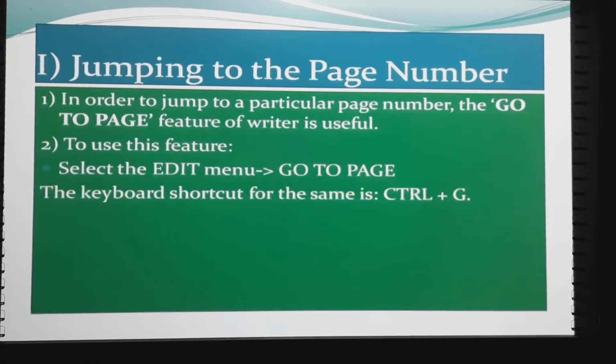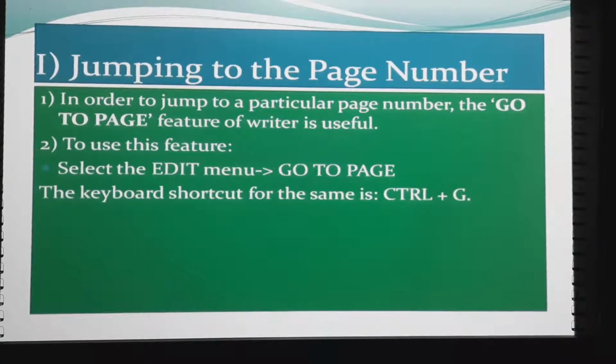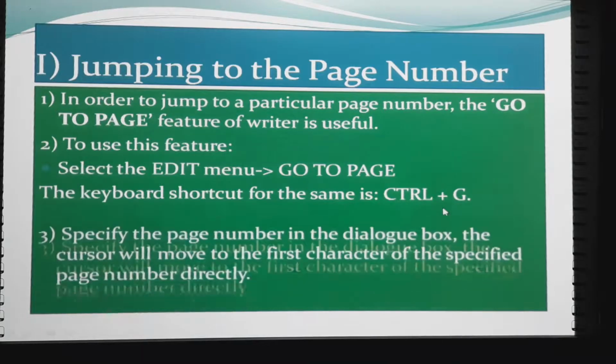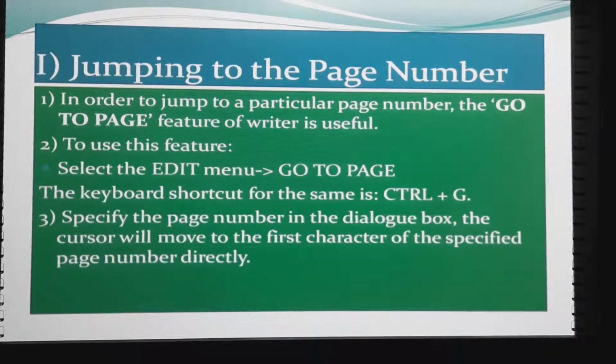From the Edit menu, we need to select Go to Page, and similarly, the keyboard shortcut is Ctrl G. If we want to go directly to a specific page without going to any of the tabs, we can press Ctrl plus G together. After that, specify the page number in the dialog box. A dialog box will appear once we press Ctrl G or Go to Page.